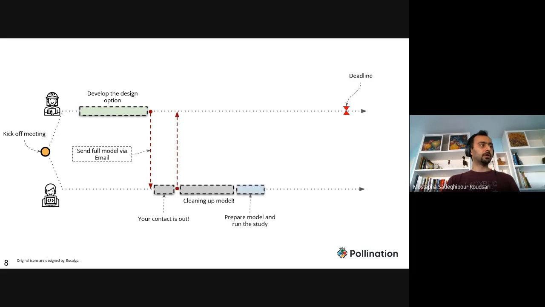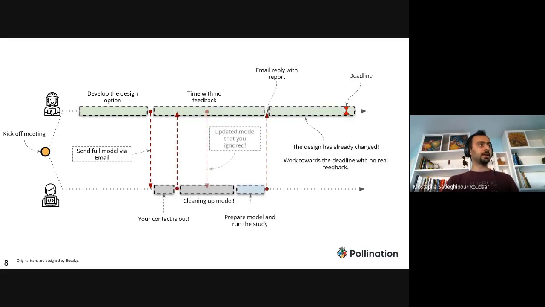Again, I'm not going to go into all the details and bore you. The problem is that it takes about 2 weeks on average from the time that you submit a model to a consultant to give you the results. And during this time, the design changes. And as a result, when you get the result, you're getting the result for some other design that doesn't exist anymore.